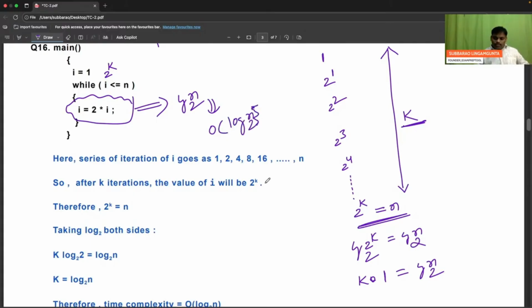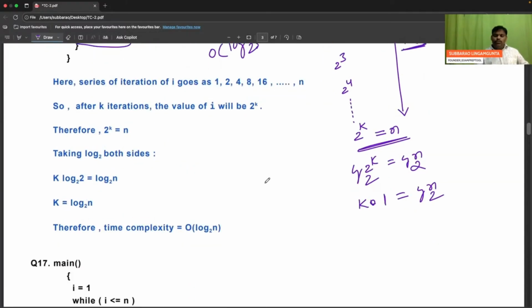See the total story. First time it is 1, then next into 2, next into 2, next into 2, and so on. K times I did it. After doing k times, it became 2 power k. After k iterations, the value of i will be 2 power k.